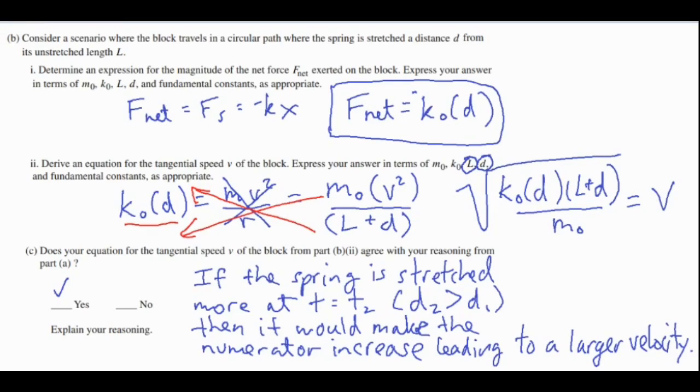All right, so I tried to word that and then make sure I put some good details in there. So the spring is stretched more at t equals t2. So for the second picture, where that d2 is greater than the d1, then it would make the numerator increase, leading to a larger velocity, and then maybe even point a little arrow up there, although I'm sure that they knew that I was relating it to that. So that's pretty much it.